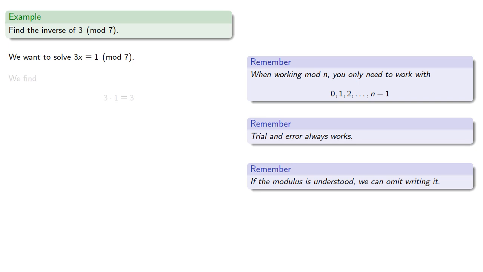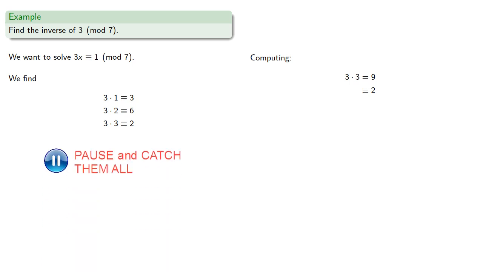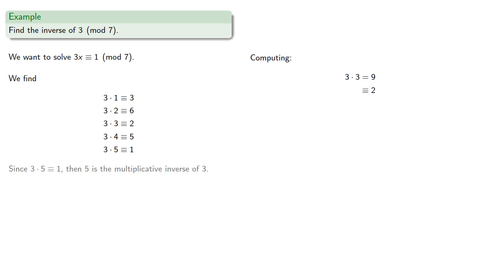3 times 1 is 3. 3 times 2 is 6. 3 times 3 is 9, but we'll reduce that to 2, and so on. And we find that 3 times 5 is congruent to 1, so 5 is the multiplicative inverse of 3.